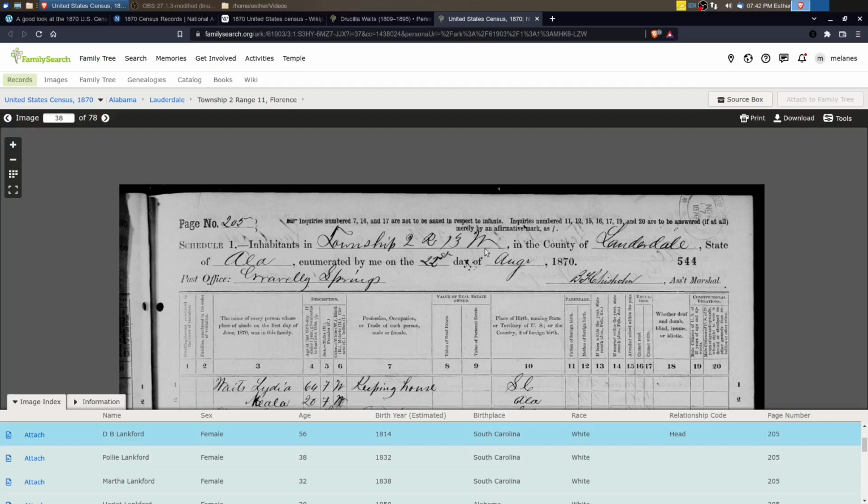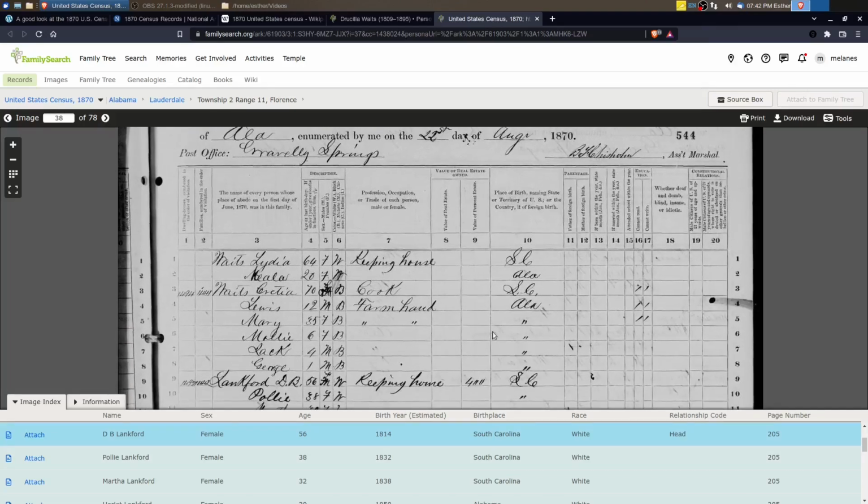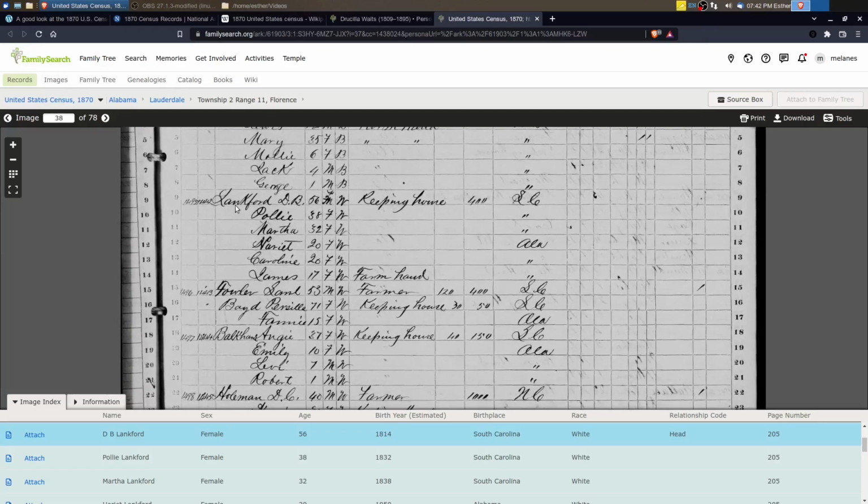You can see the location is a township with some numbers and letters. That location is actually based off plat maps in the county of Lauderdale in Alabama, and you can see the enumeration date. So let's go down and look at Drucilla, and you can see her right here. For one thing, her last name is not spelled the same as her profile on FamilySearch, and I think that's just a phonetic spelling. And then she has initials for her first name. You can see that she has valued her property at $400, and in the previous census in 1860, their property was valued at about $1,000. So there's been a pretty dramatic decrease in the value of their property.